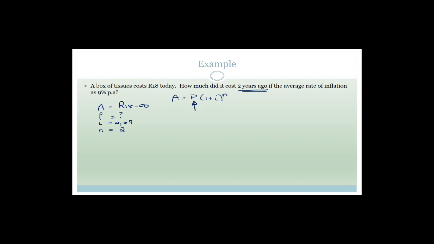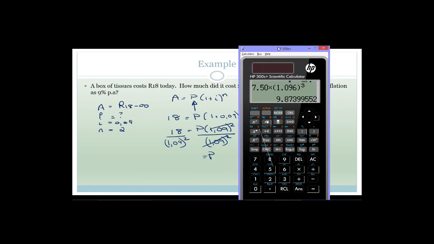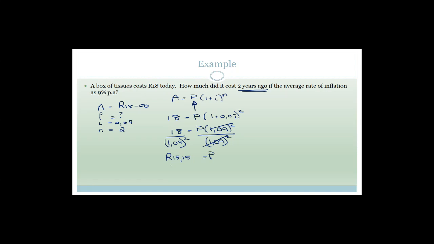So now we've got R18 is equal to P(1 plus 0.09) all to the power of 2. So therefore, 18 is equal to P times 1.09 squared. We're going to divide both sides by 1.09 squared, and then cancel. And then P is equal to 18 divided by 1.09 squared, which equals 15.15. So 2 years ago, I paid 15 rand and 15 cents for the same tissue box. Okay. I hope you understand that.